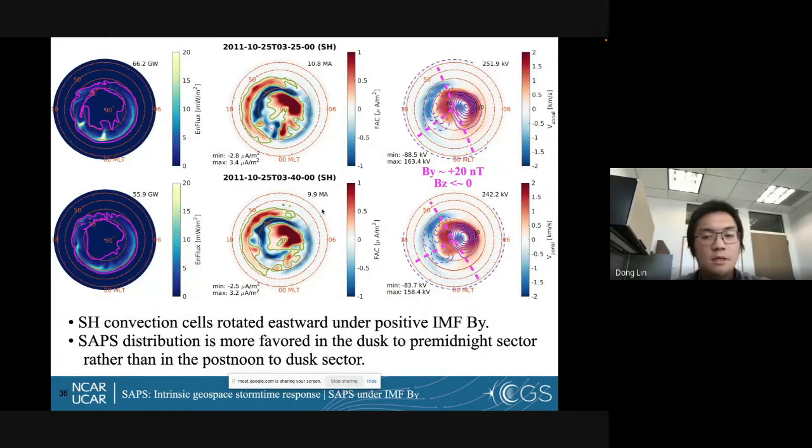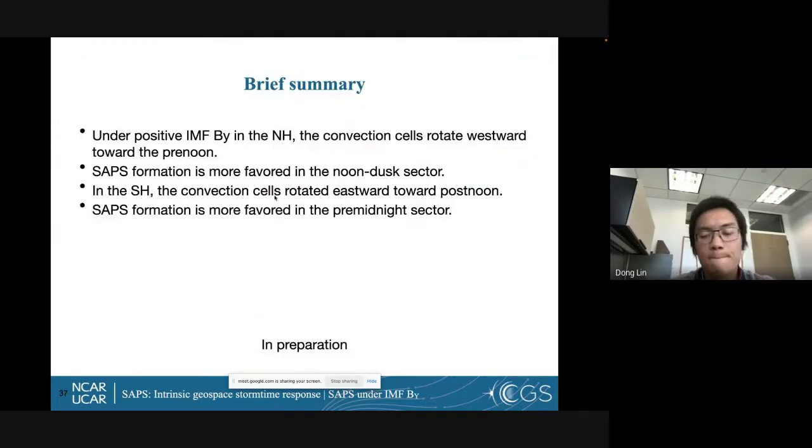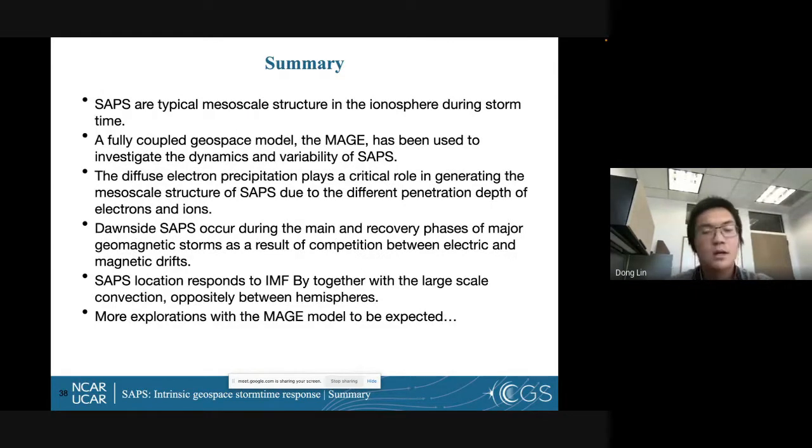Since this is still ongoing, I'm not talking too much about it. Just to quickly wrap up: when the IMF has a dominant BY component, we should expect the SAPS to respond together with the large-scale convection, so the location of the SAPS would rotate toward either an earlier or later MLT. The northern and southern hemispheres have opposite patterns in terms of the BY response. But more outcomes are to be expected.